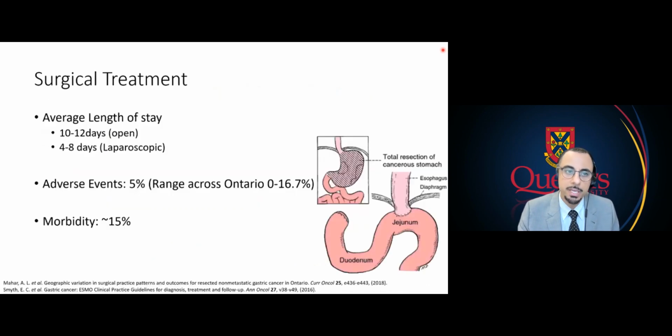And in this particular case, it would have been a total gastrectomy, and the average length of stay is about 10 to 12 days for open, 4 to 8 days for laparoscopic, and adverse events is about 5%, but across Ontario, it's anywhere from 0 to 16.7%. And the morbidity, again, in terms of overall complication rates, about 15%.